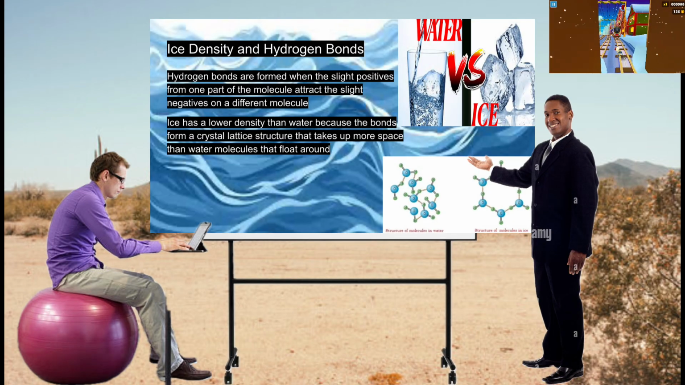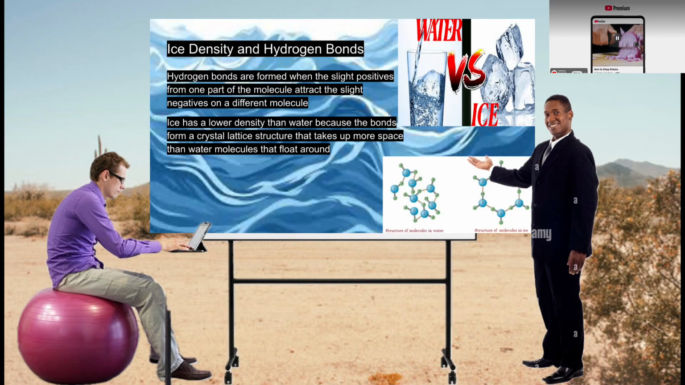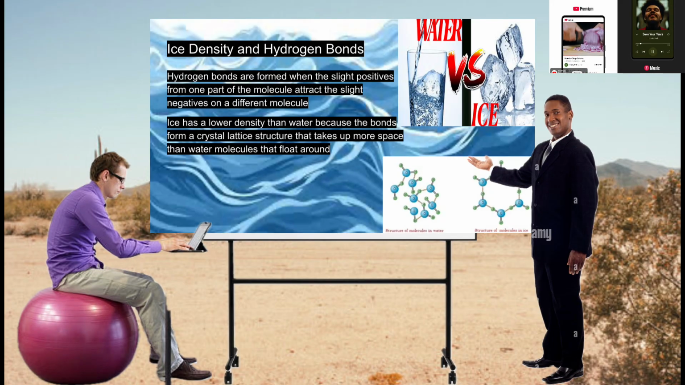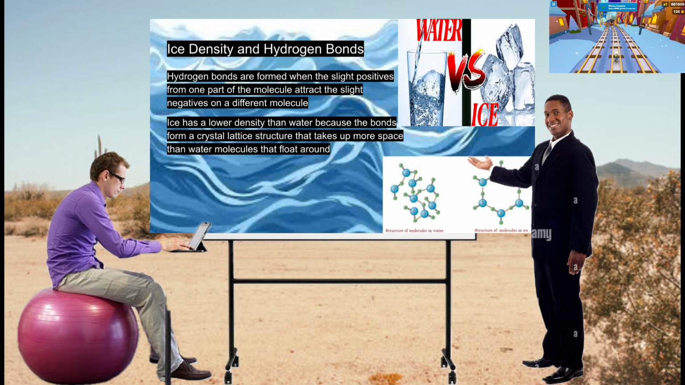If ice sank, lakes would freeze from the bottom up and aquatic life wouldn't survive the winter. Ah, so the crystal structure protects the fish and stuff. Where can I get some more? It's water, bro. You can just find it in the ocean.